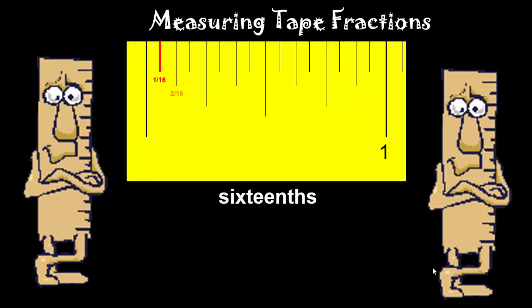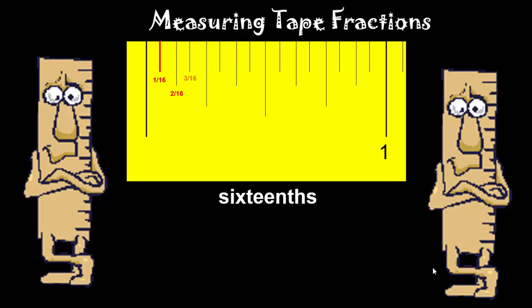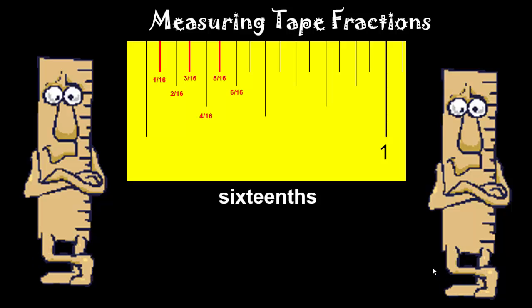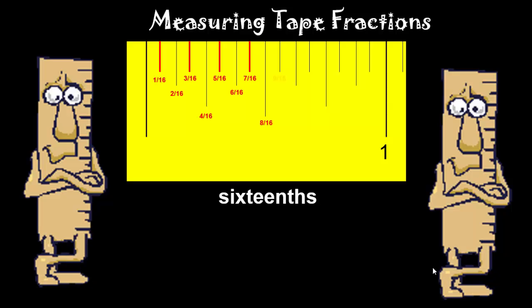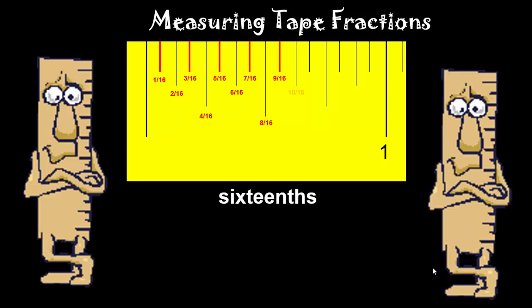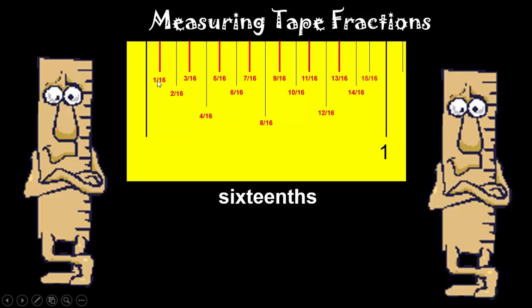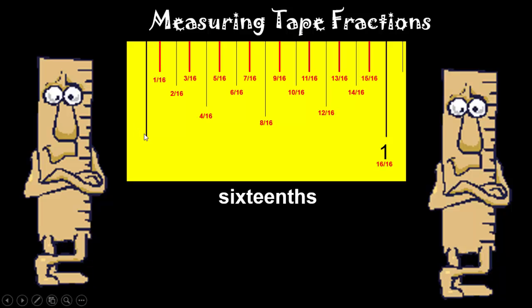Measuring tape fractions. So 16ths, the tape measure is usually broken up into 16ths, and here are the 16ths, which are all the little lines on a tape measure. Or a ruler also has a similar situation. So we go from 0, 1/16 all the way to 1, which is 16/16.